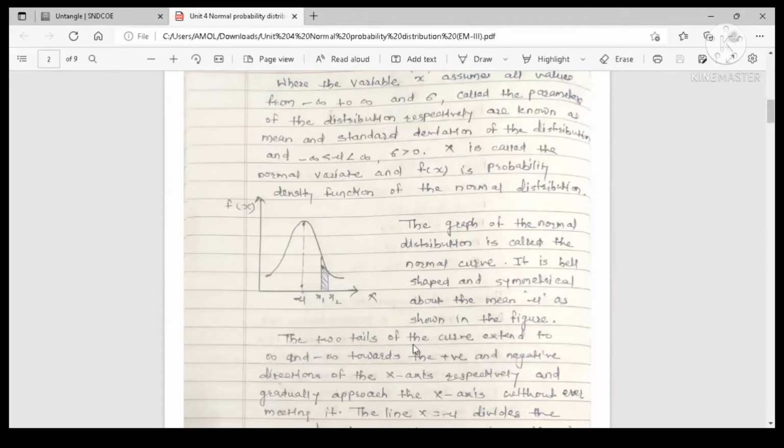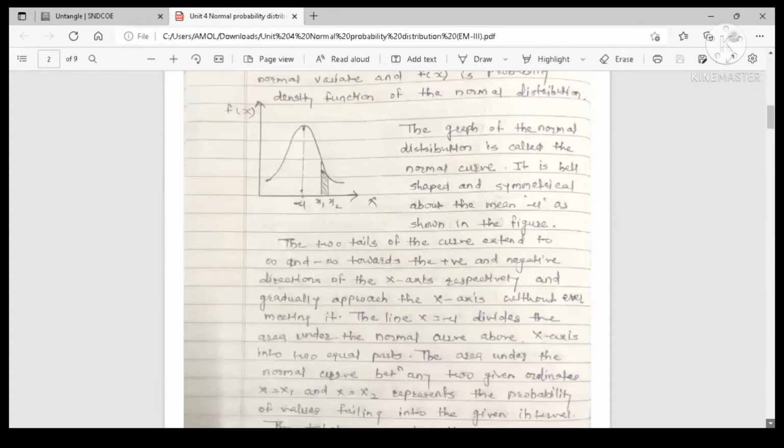The two tails of the curve extend to infinity. These two ends do not touch the x-axis. The two tails of the curve extend to plus infinity and minus infinity towards the positive and negative directions of the x-axis respectively, and they gradually approach the x-axis without ever meeting it.